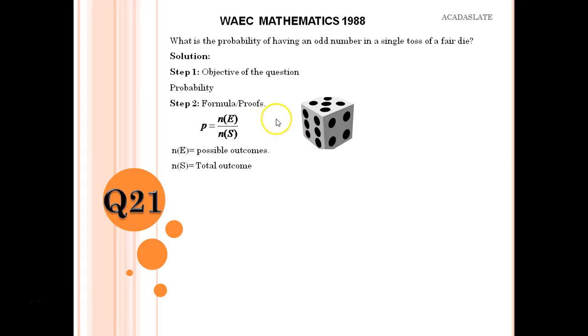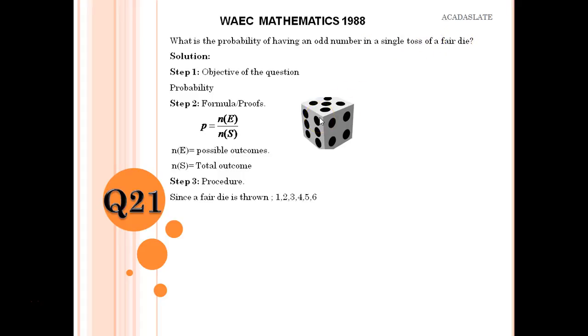So the main thing is this. The probability here is the total number of possible outcomes over the total outcomes. Probability is total number of possible outcomes over total outcomes. Now from this expression, we are asked to find the probability of having an odd number in a single toss of a fair die.